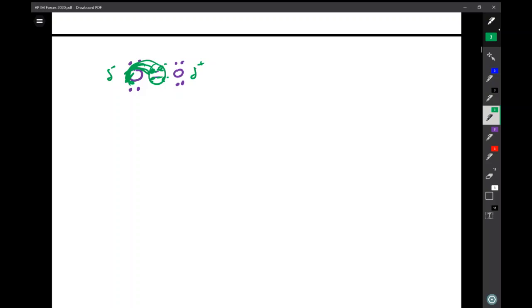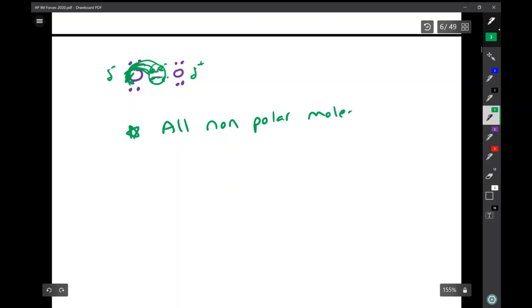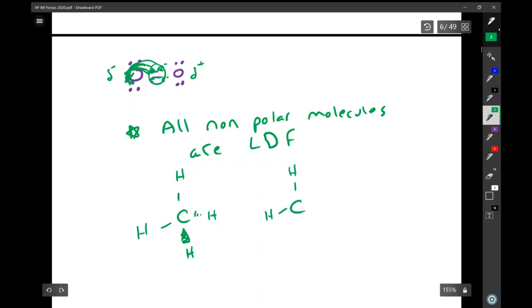So this happens all the time in all nonpolar molecules. We consider LDF. They have LDF intermolecular forces. Okay, so if they're not polar, that's LDF. Even your methane that we did, CH4, exact same thing.